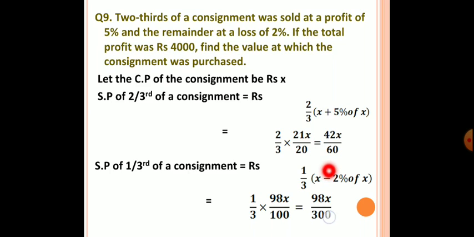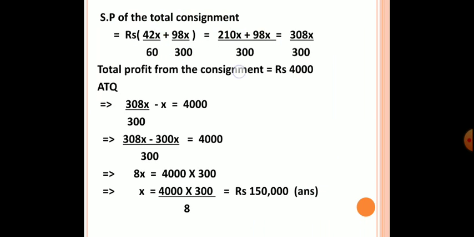Similarly, selling price of 1/3 of the consignment is rupees 1/3 into, it is sold at a loss of 2%, so we have written it as x minus 2% of x. If I solve it further, it will be (100x minus 2x) divided by 100, which is 98x by 100. So 1/3 into 98x by 100 is equal to 98x by 300. So the selling price of the total consignment is rupees 42x by 60 plus 98x by 300. Taking the LCM as 300, we will have 200x plus 98x, which will give us 308x by 300.